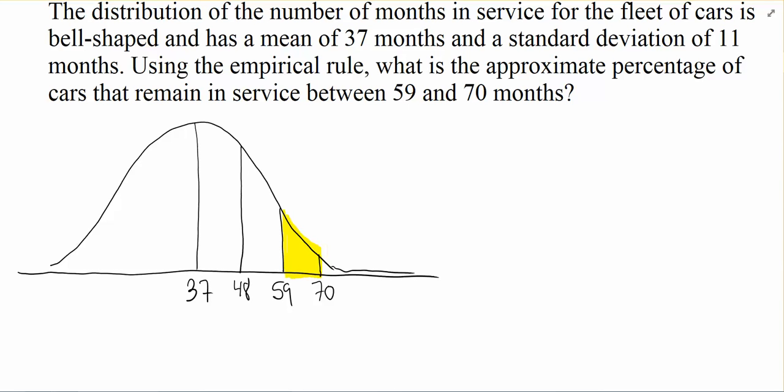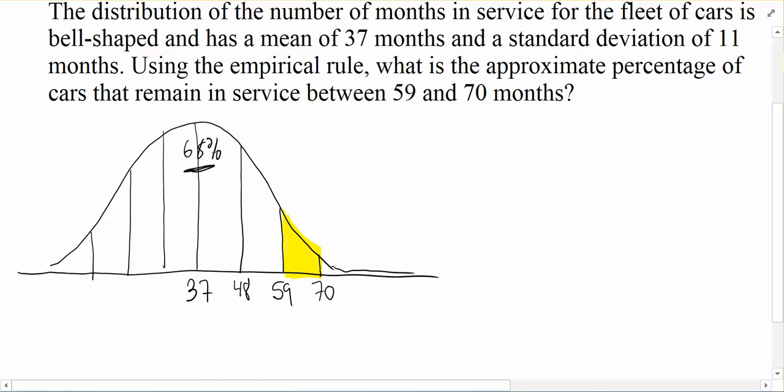So what we can do is look at what the empirical rule tells us. The empirical rule told us that between these middle two bars is 68%. So if there's 68% evenly distributed between those two bars, then we could say it's 34% in each of them.